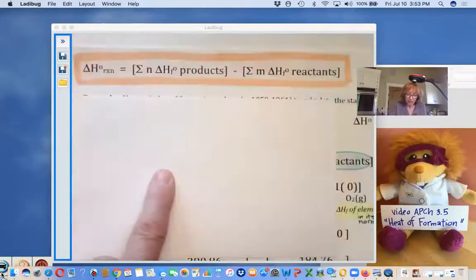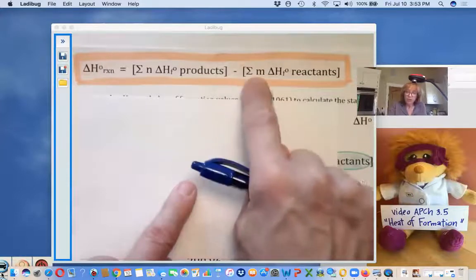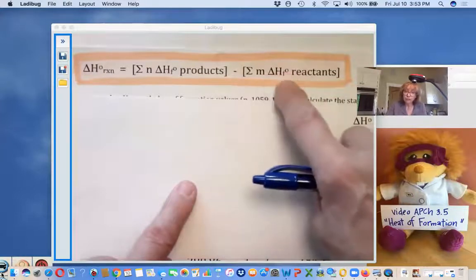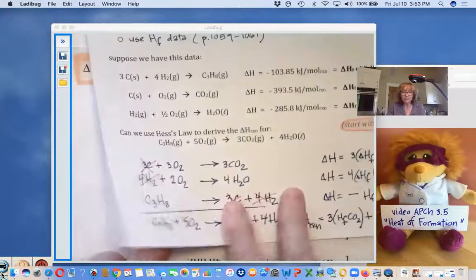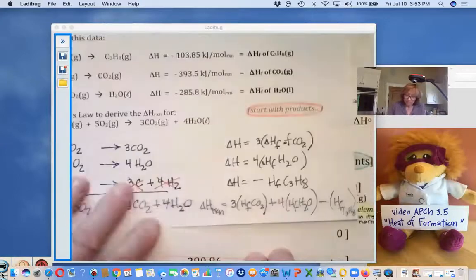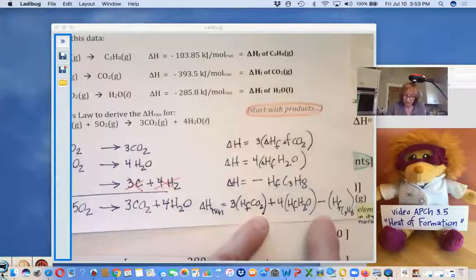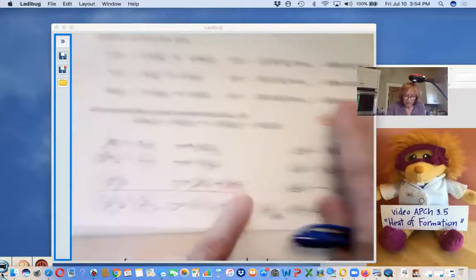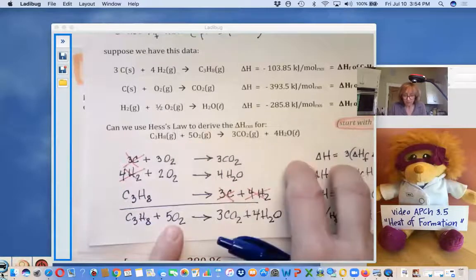Then the equation says, now subtract the sum of all the moles of the heat of formation of the reactants. Going back to this guy, here were my 2 reactants. Now, see how I had here in this long derivation, I subtracted the heat of formation of the propane. But what about the 5 moles of oxygen? How come it didn't show up in this derivation?